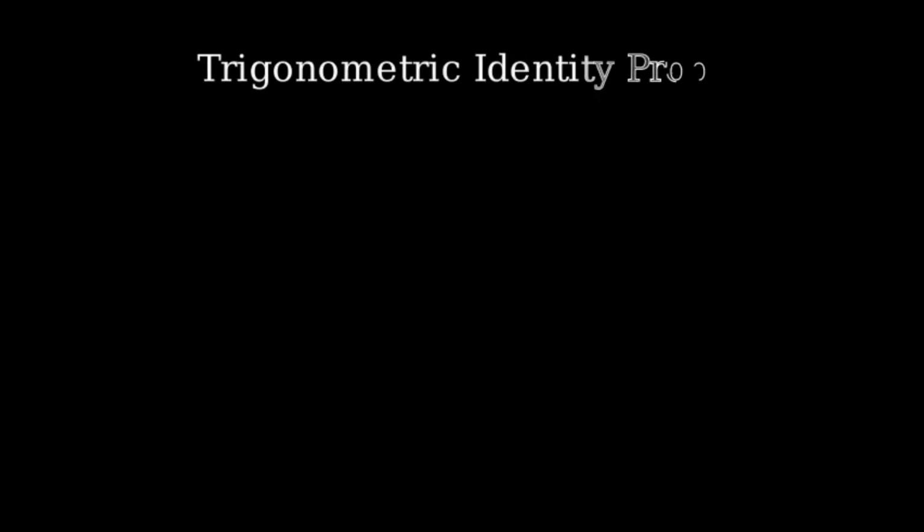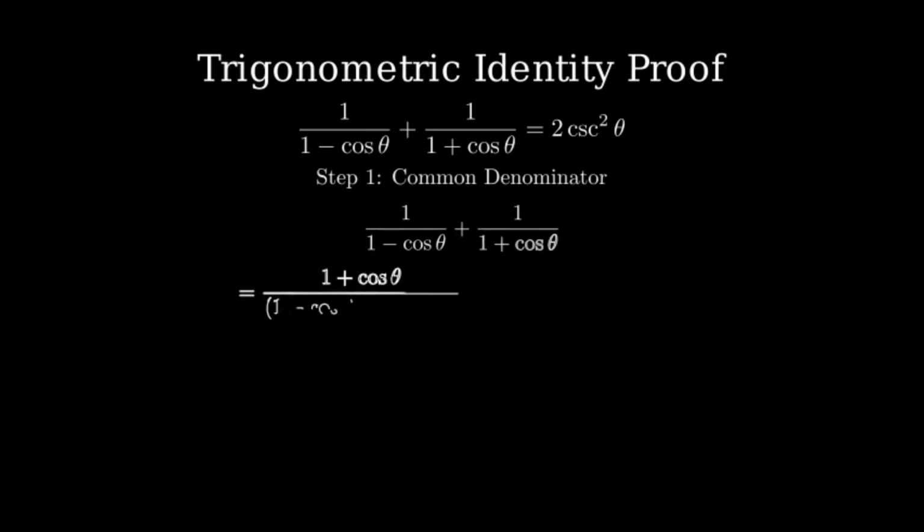Welcome. Today we'll prove an interesting trigonometric identity. We need to prove that 1 over 1 minus cosine theta plus 1 over 1 plus cosine theta equals 2 times cosecant squared theta. Let's solve this step by step.